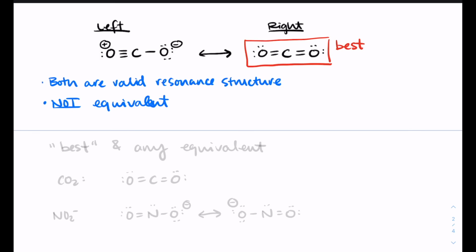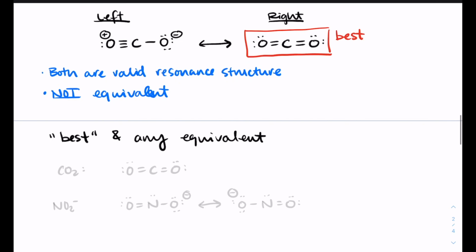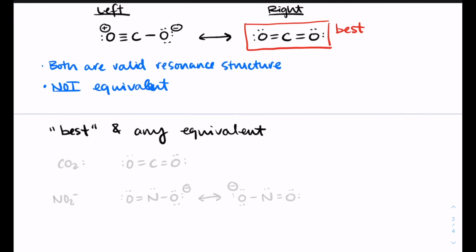So when I ask you to write the best Lewis structure and any equivalent resonance structures, I've pulled out what I would be looking for as your final answer. So if it were CO2, I'm looking for you to give me this structure that has the 2 double bonds between carbon and oxygen. Each oxygen has 2 lone pairs.